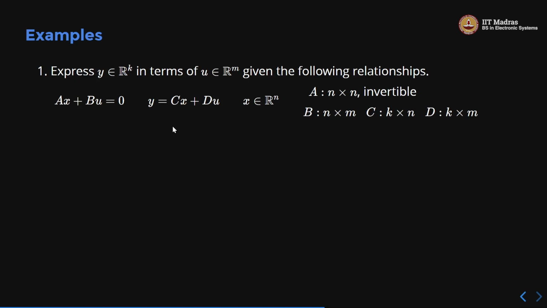Here is a simple little example of how to do this. You have Ax plus Bu equals 0, and A is invertible. So you can write it as Ax equals minus Bu. Take this to that side and then multiply throughout by A inverse. So you're going to get x equals minus A inverse Bu. That's easy enough.